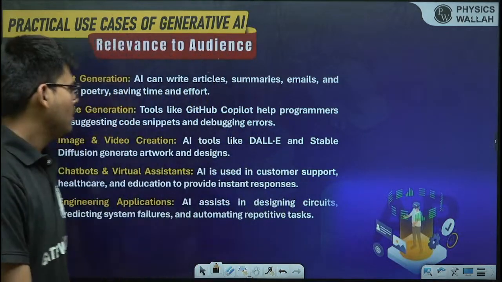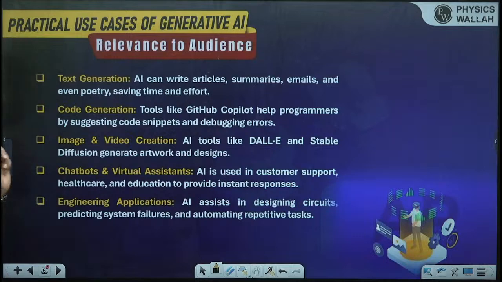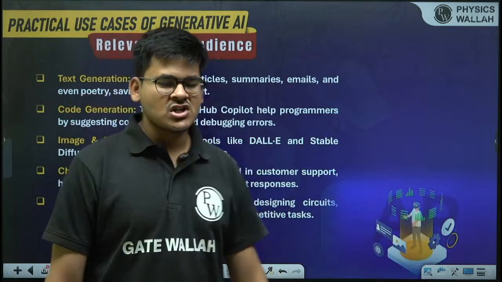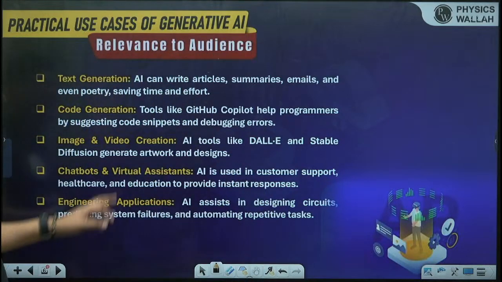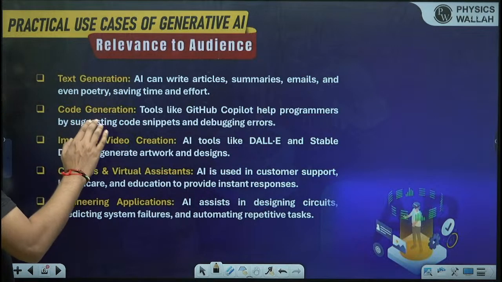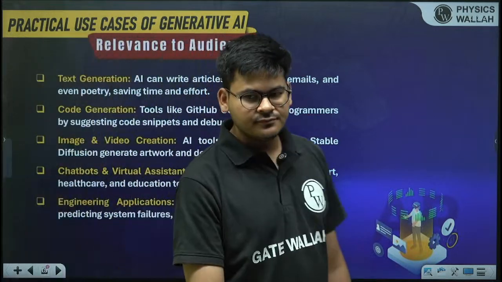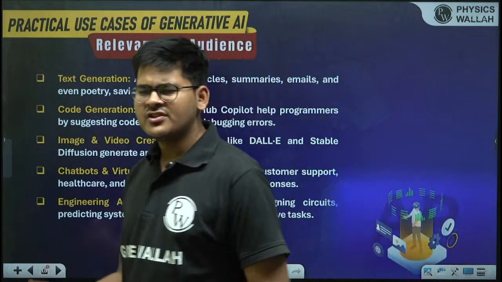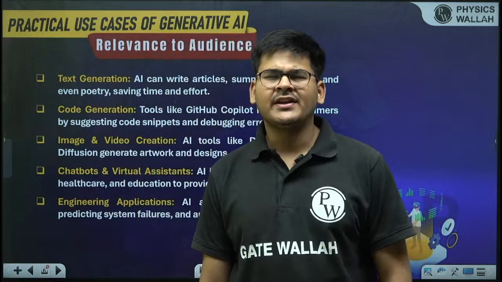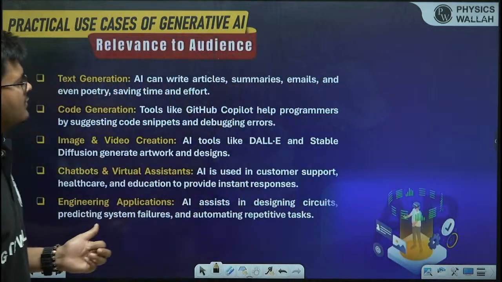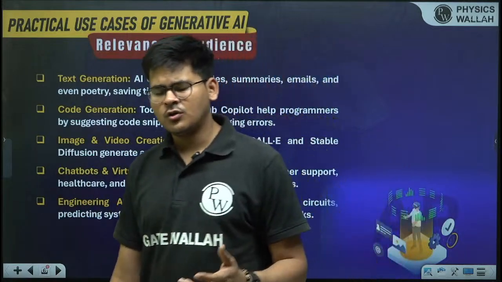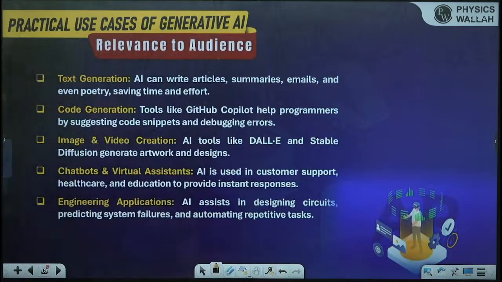Okay, let's see. So first is text generation. What is this? AI can write articles, summaries, emails, and even poetry, saving time and effort. So whatever text generation related tasks are, AI can do it very, very well. It can generate summaries, it can generate emails. You might have seen these use cases a lot. So AI is very, very good at it.